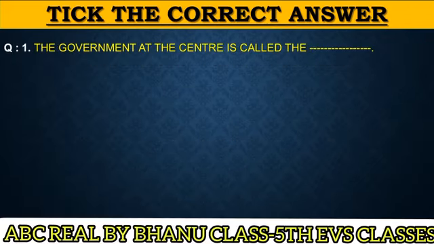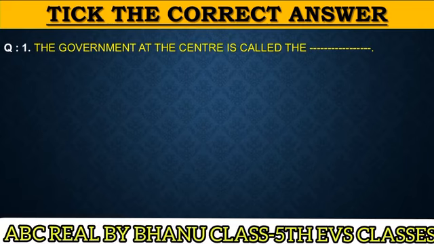Let us move on to the correct answer. Question number 1. The government at the center is called the dash. There are 3 types of government: local self-government, central government, and national government. Let's see. Answer of this question is central government.